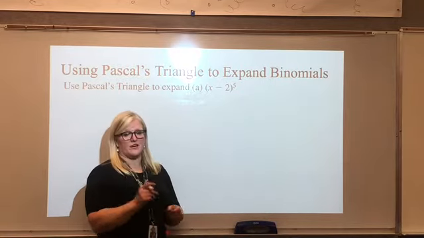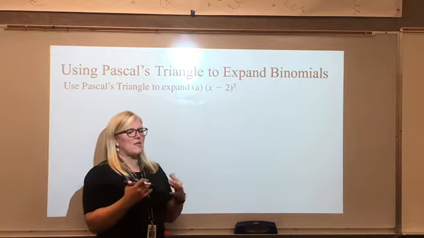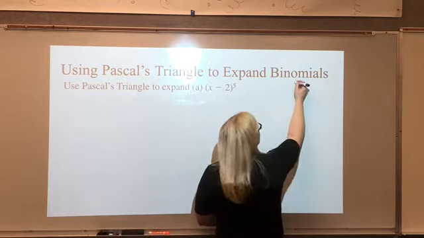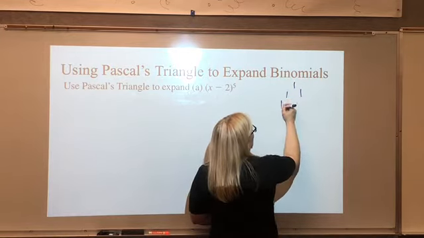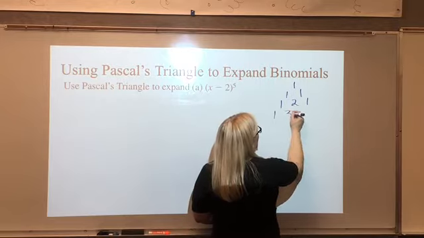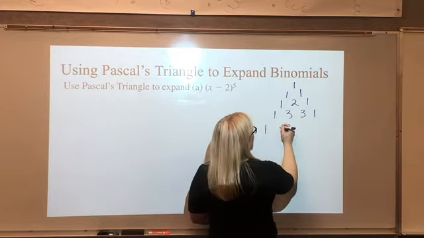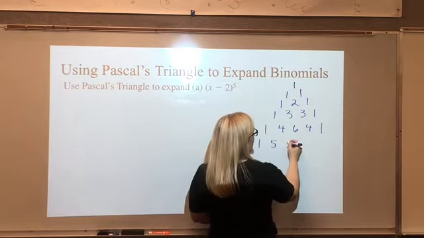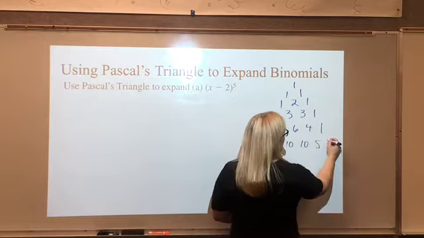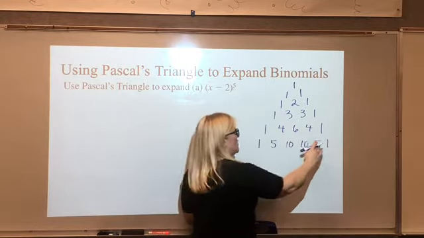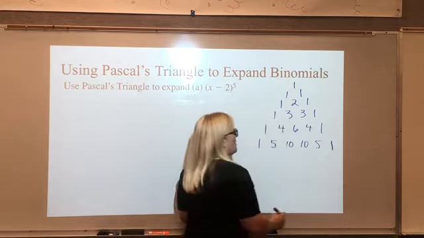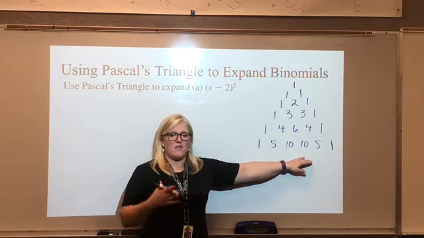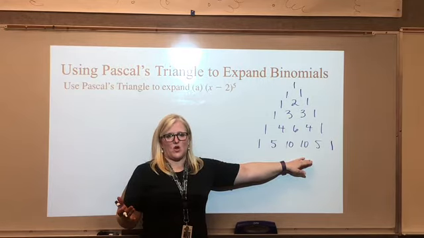We'll use Pascal's triangle. Okay, so let's talk about where the 5th row is. First of all, we have our 0th row. Then we have our 1st row, 2nd row, 3rd row, 4th row, and then finally we have our 5th row. That looks like a 51. It shouldn't be, it should be more like over here. Okay, so I am going to use these coefficients when I'm expanding this binomial.